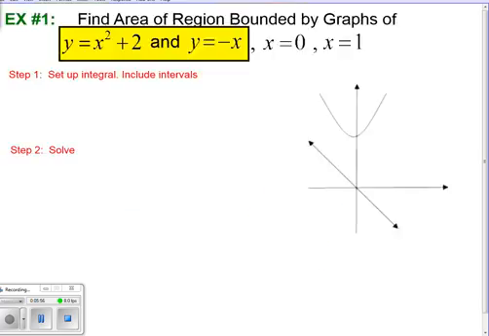All right, let's go on and try a problem here so you can get a feel. Find the area of the region bounded by the graphs of y equals x squared plus 2. So we've got a quadratic lifted by 2, and y equals negative x, so linear function as shown, between the regions 0 and 1. And what I want to do then is let's just give ourselves a picture over here of what's going on.